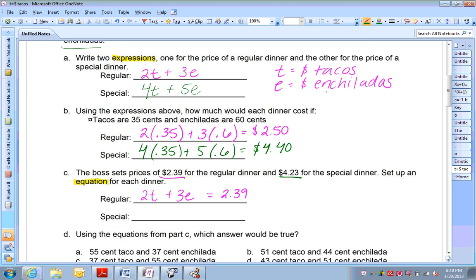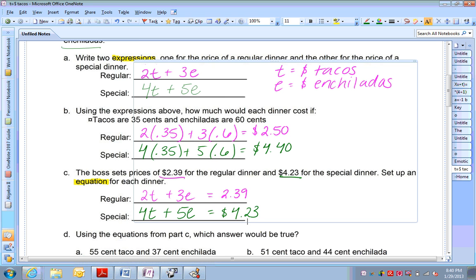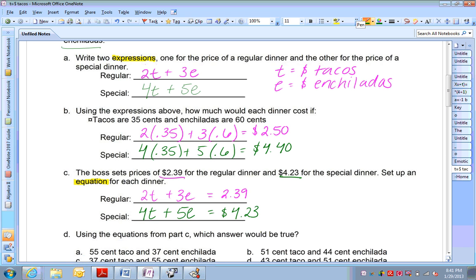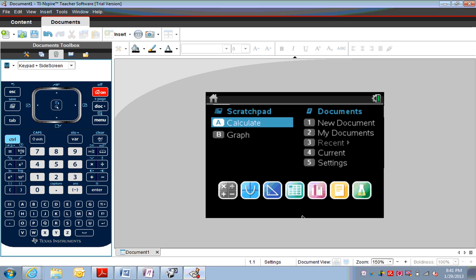Okay? For the special dinner, we use the same expression we had up in part A. 4 times the cost of a taco plus 5 times the cost of enchilada better come out to equal $4.23, is what the boss is telling us. So now we have a system of linear equations. So what we have to do is enter this system of linear equations into our calculator. So go ahead and turn your calculator on, and you should be at the home screen.